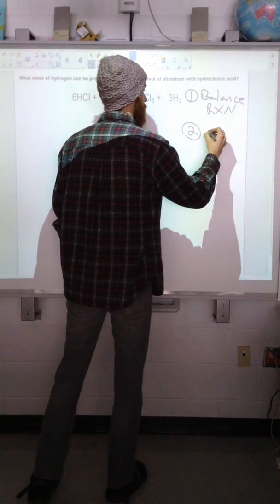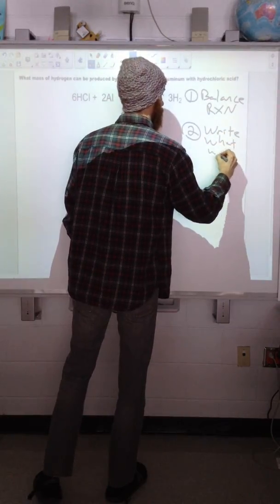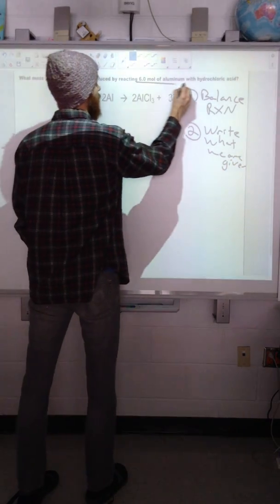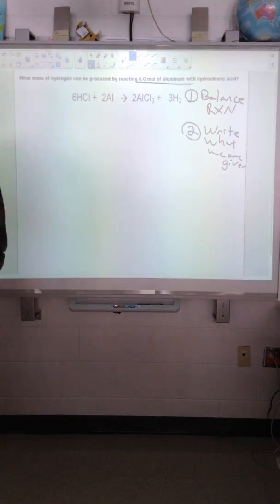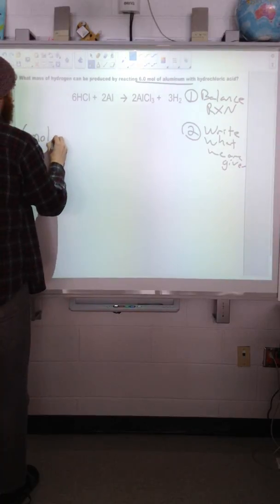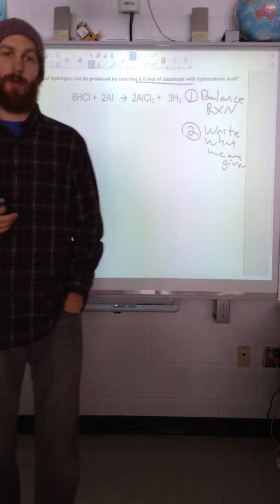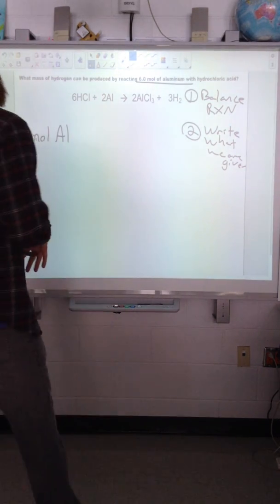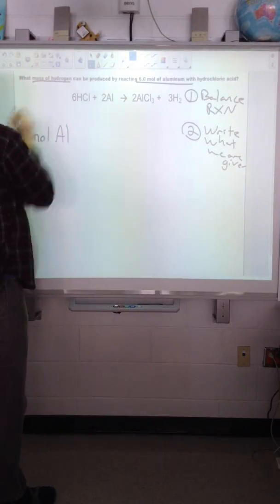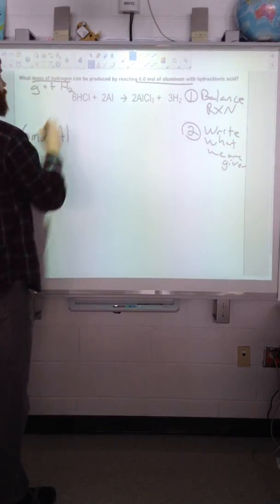So, second thing, we write what we are given. In this case, we're given 6 moles of aluminum. So that's what we're going to start off with. That's what we're given, so we have 6 mole. Third, we got to figure out where we're going. Stoichiometry is a roadmap of the reaction. So we're going from moles of aluminum, and we are going to mass of hydrogen. So we're going to grams of H2.